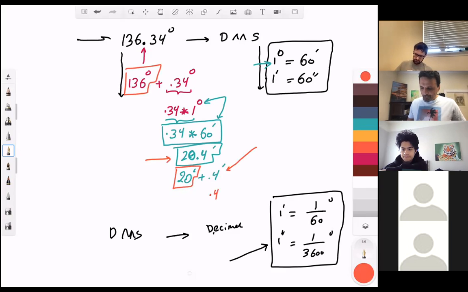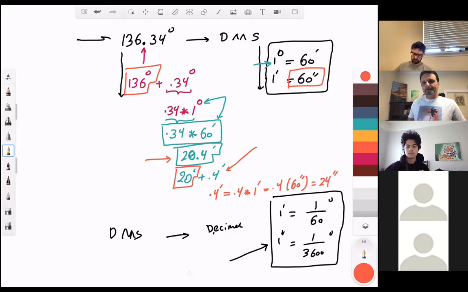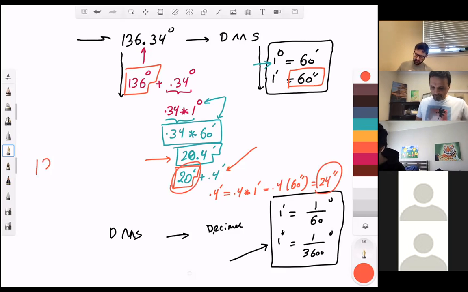So 0.4 minute, this is same as 0.4 multiplied by 1 minute. Now instead of 1 minute, I'm going to put 60 seconds. This is 0.4 multiplied by 60 seconds. It will be 24 seconds. So we have seconds, we have minutes. So the final answer will be 136, 20, 24. You shouldn't forget the units.